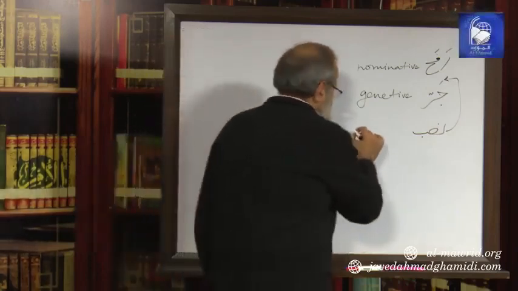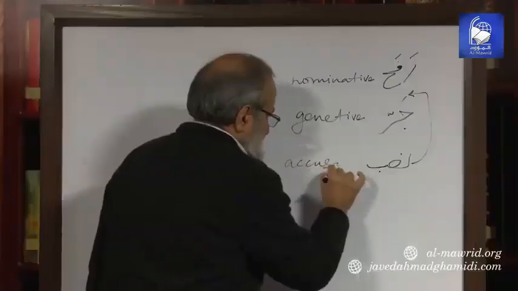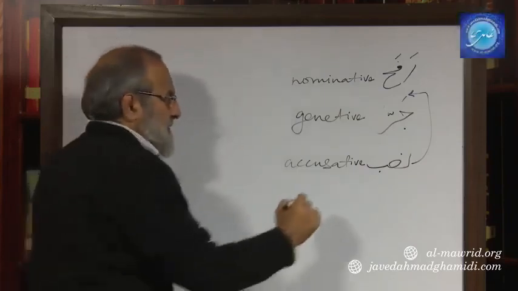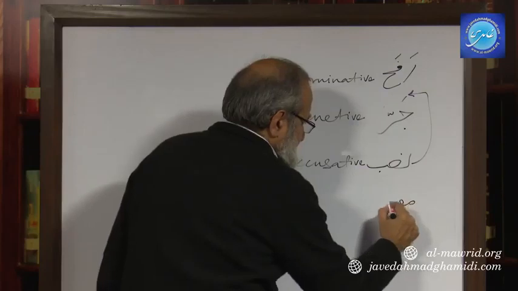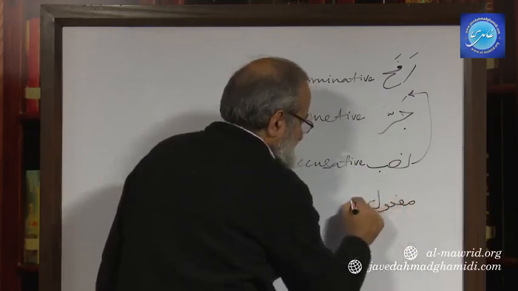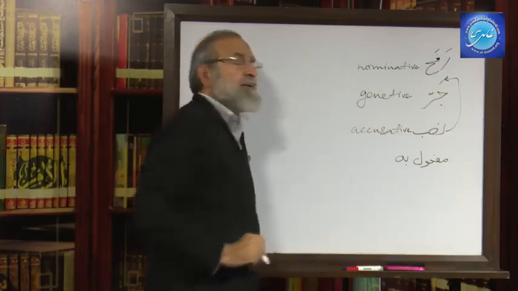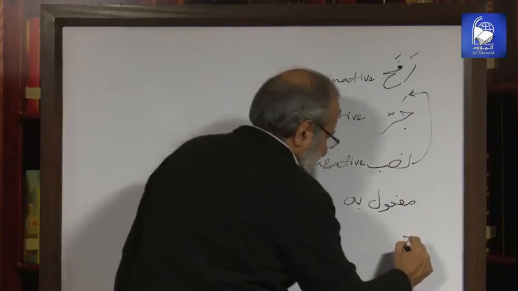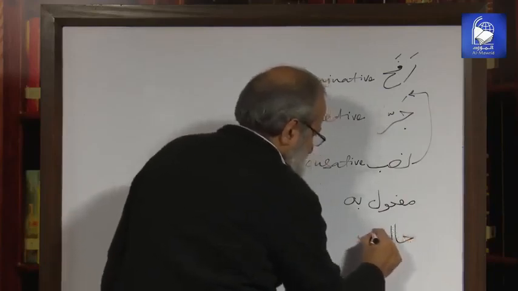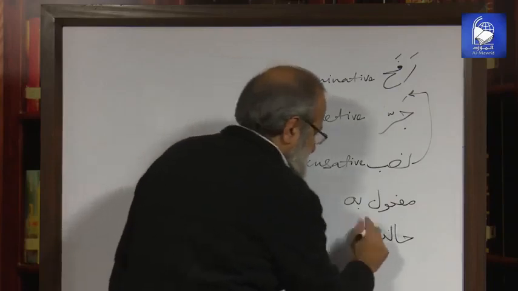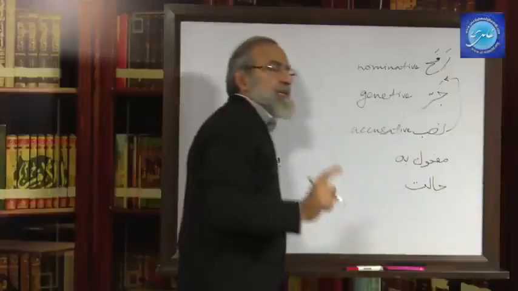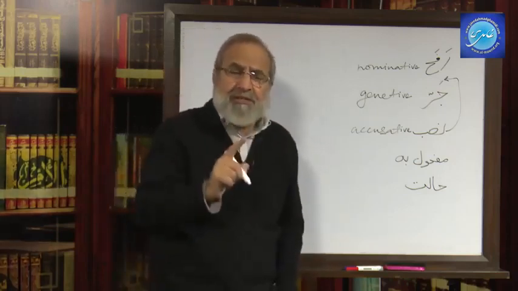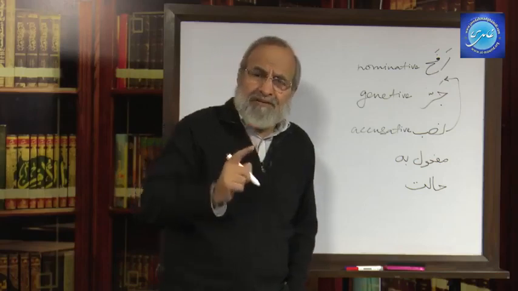This is the accusative case. Now, in the case of nasab, we have already talked about the fact that maf'ul bihi is one reason why a noun would be in the form of nasab. We talked about the fact that halat is another reason which gives a noun the i'rab of nasab, even though we discussed that there are other ways of also expressing the understanding of halat in Arabic.